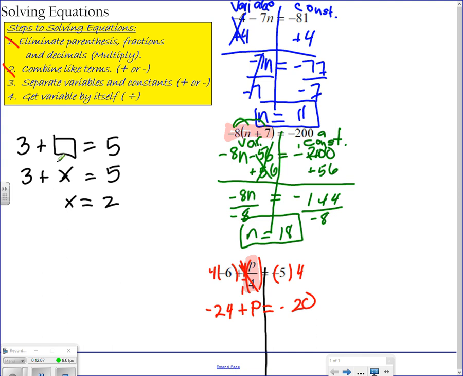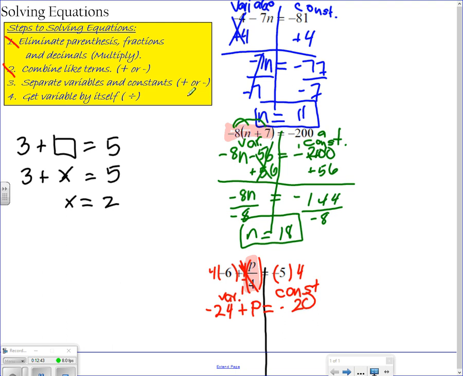Step number 3, separate variables and constants. Variable means letter. So ask yourself, where is the letter? The letter is on the left side, so on the left I'm going to put variable, abbreviated var, and on the right hand side I want a constant, abbreviated. So on the left I need variables, I need a letter. Do both of these have a letter? Negative 24 has no letter, so get rid of 24.